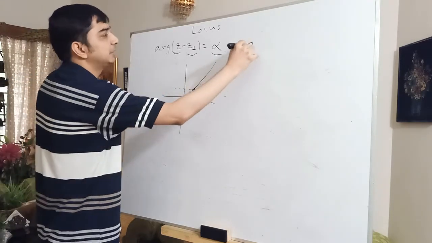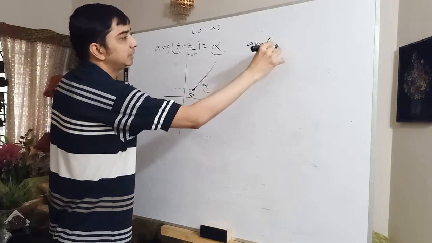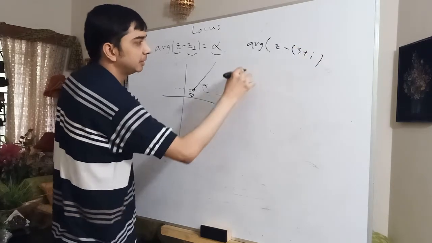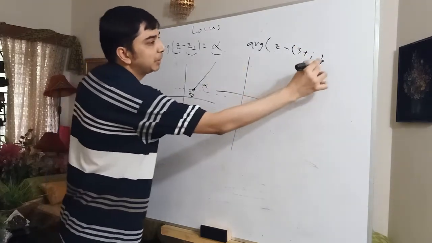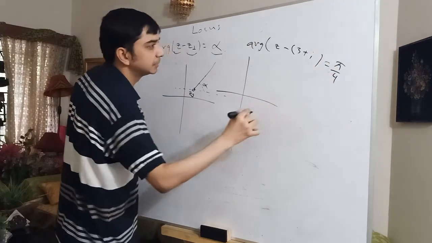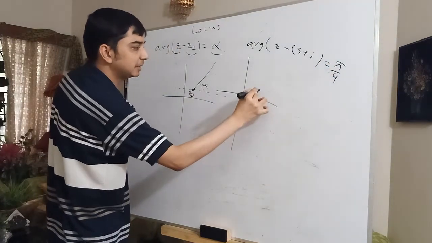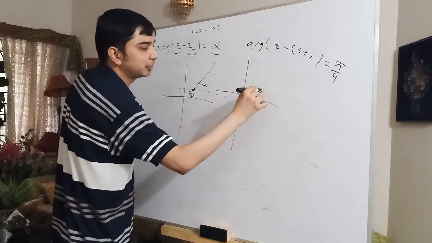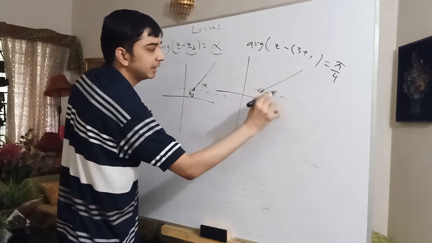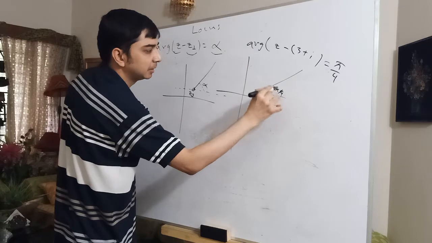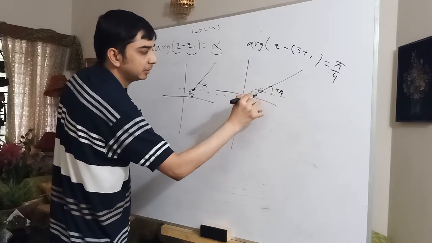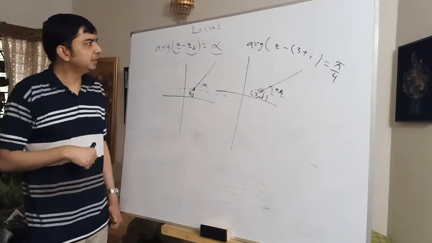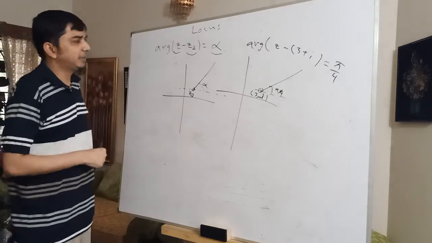Maybe let's look at a particular example. So argument z minus 3 plus i is equal to pi by 4. So 3 plus i, let's say this is this point, and so the locus of z is going to look like this. This angle is pi by 4 and this point is (3, 1). Alright, very easy.